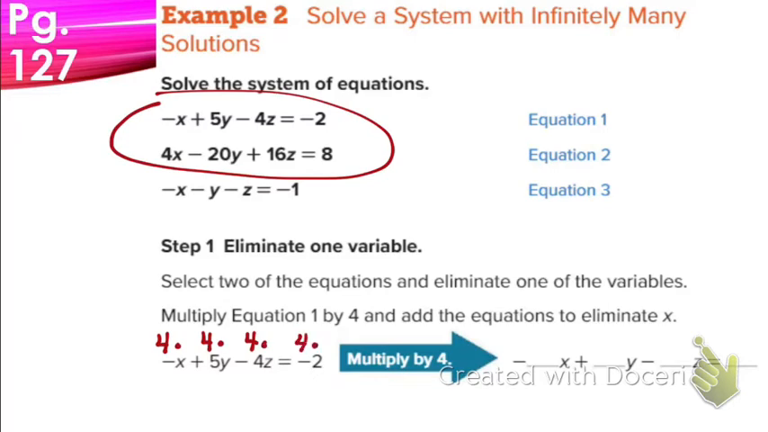What's 4 times -x? -4x. What's 4 times 5y? 20y. What's 4 times -4z? -16z. And what is 4 times -2? -8. So far, so good? All right. So we're going to take this equation right here and we're going to add it to equation 2.